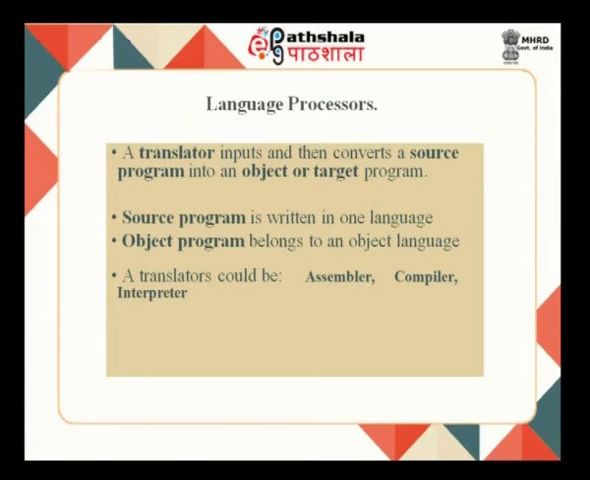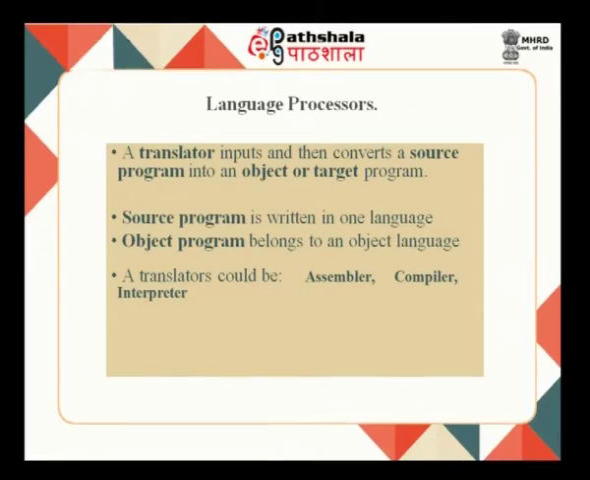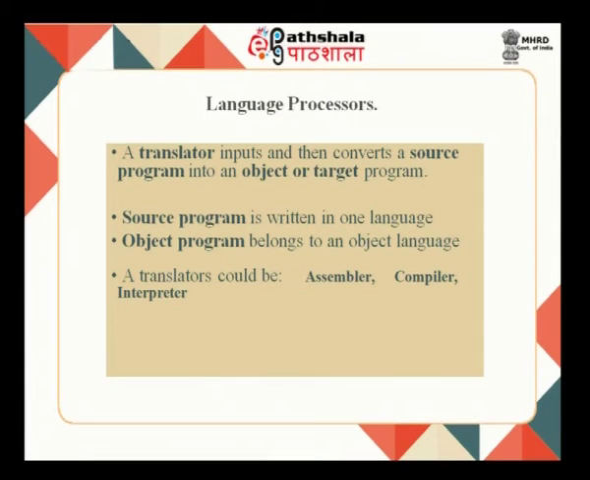translator. A translator is one language processor which essentially converts a source program into an object or otherwise called a target program. Source program is a program written in one particular language, and an object program belongs to an object language. An object language in our context is going to be the machine language, that is, it is closer to the machine, where the machine can basically understand it better. Examples of translators are your assembler, your compiler, your interpreter, etc.